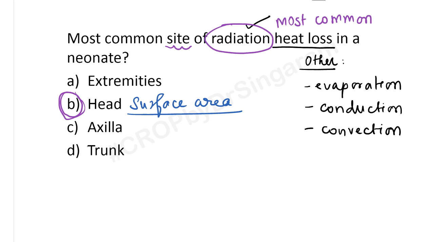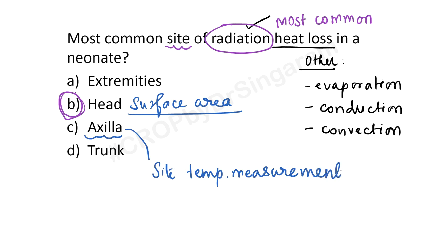Some of you might mistake with this option, which is axilla. Please remember, axilla is not the site of heat loss. Instead, axilla is the site of temperature measurement in a newborn. Please remember this point. If they ask you the question, what is the preferred site of temperature measurement in a newborn? Then the answer is axilla.